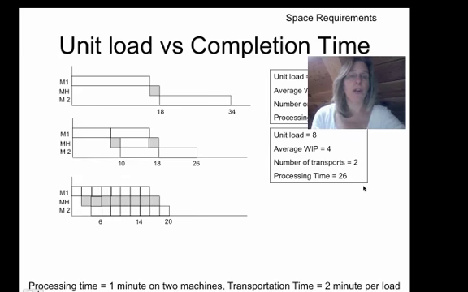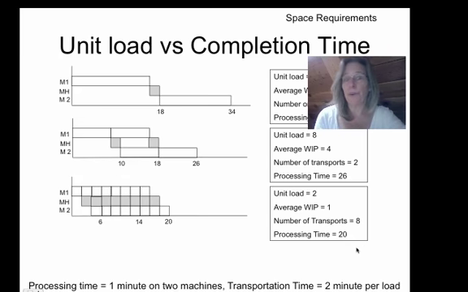Now again, we're going to contrast that to a unit load of 2. So now what we're doing is we are processing for 2 minutes, then transporting it, and then processing for 2 minutes. So those 2 items are done. The next 2 items are processed, transport, and then run on the second machine. So you can see that what's happening here is the machine is busy all the time, the transportation is busy all the time, and the second machine is busy all the time.